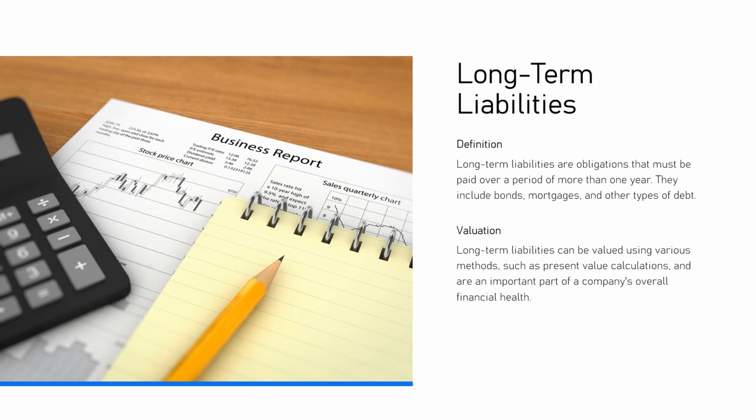Long-term liabilities. Definition. Long-term liabilities are obligations that must be paid over a period of more than one year. They include bonds, mortgages, and other types of debt. Valuation. Long-term liabilities can be valued using various methods, such as present value calculations, and are important parts of a company's overall financial health.